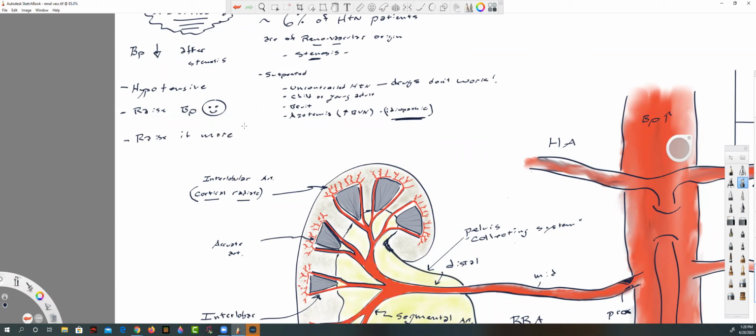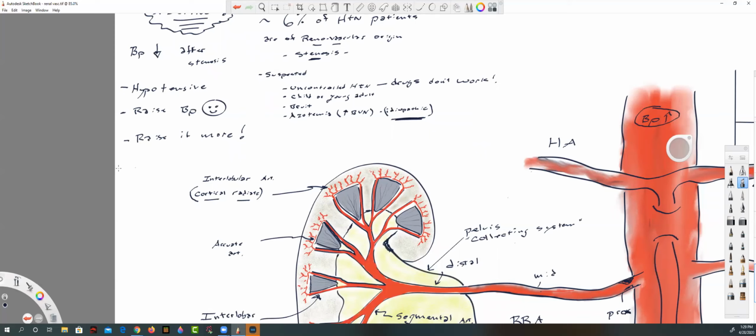Raise it more. Your blood pressure goes up a little bit more. Blood goes through the stenosis. Blood pressure drops after the stenosis. So in other words, your entire body now has high blood pressure except for the kidney. The kidney does not have high blood pressure because of this stenosis, and so it cannot understand why this isn't working, and so it continues to do this.